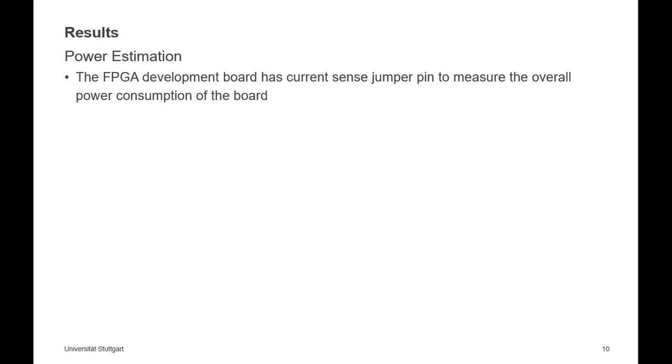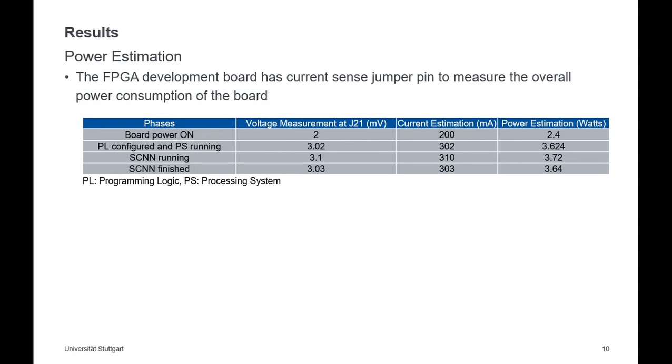Results. Power estimation. The FPGA development board has only one current sense jumper pin to measure the overall power consumption of the board. There is no facility to make individual power measurements for each of the components present on the board. Hence, a separate power measurement for the FPGA alone was not possible. However, a sequence of power measurements was made during the operation of the board to get a more realistic power estimation of the stochastic convolution neural network.